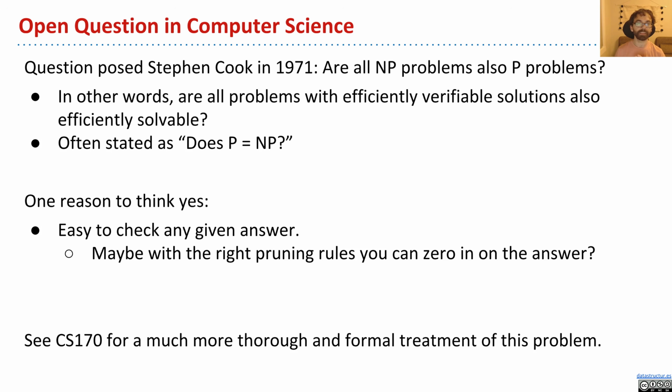So the reason you might think the answer is yes, what I imagine Cook was thinking, is, well, it's really easy to check a given answer. Like, someone gives me a putative solution, I can easily check, is it good? And so maybe with the right pruning rules, something like a KD tree or some other data structure, we can kind of zero in on the answer, only explore the parts of the space that matter. And if you want a more thorough treatment of this problem, see CS 170. But that's what the P equals NP problem is all about. If you can check a solution very quickly, can you also solve the problem really quickly? Okay? And the specific definitions for what I mean by efficient, those will have to be living in CS 170.